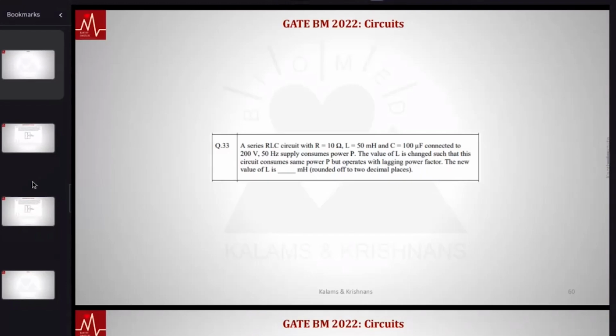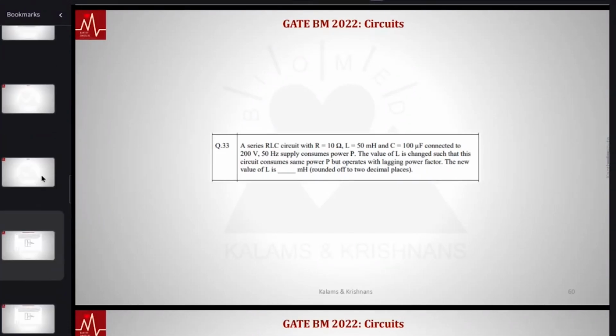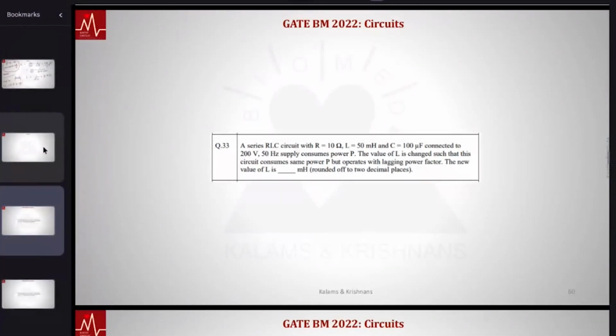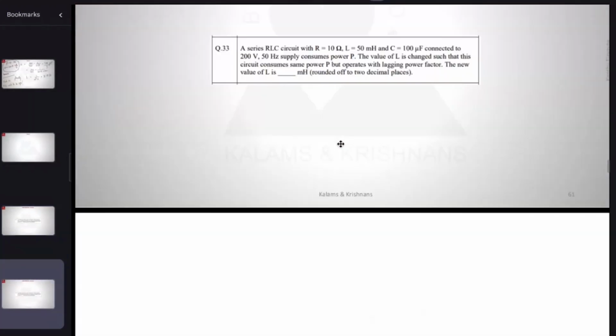There are, I think, two more PYQs. Given time constraints, I will solve one. I'll solve this PYQ, and I'll also explain some basic theory pertaining to this. Notice again, this is an RLC circuit. Consumes power P. Value of L is same as that. This circuit consumes same power P, but operates with a lagging power factor. We have a new term, lagging, leading, right? I haven't explained that. That needs some theory, so I'll explain minimal theory. I'll solve this problem. And this power factor question is also a very, very important topic.